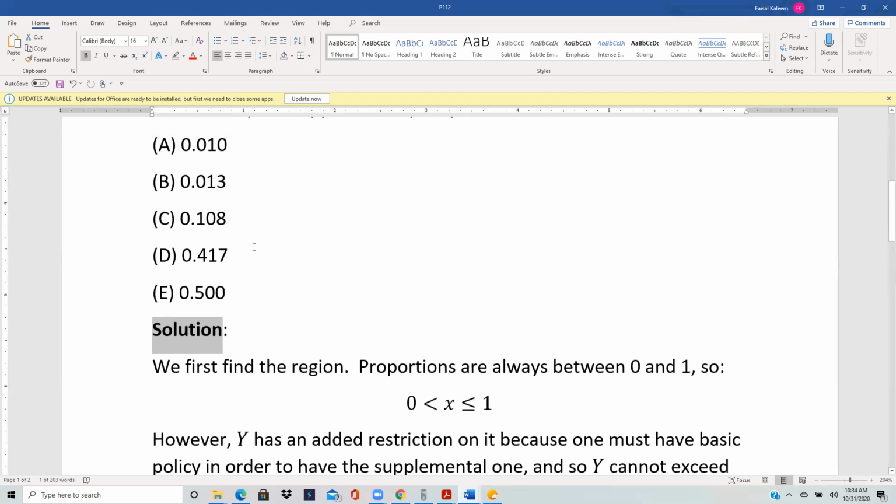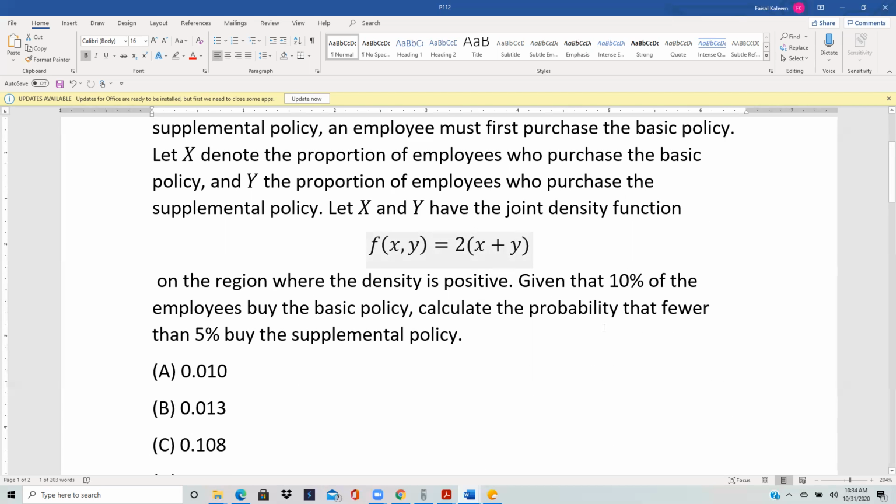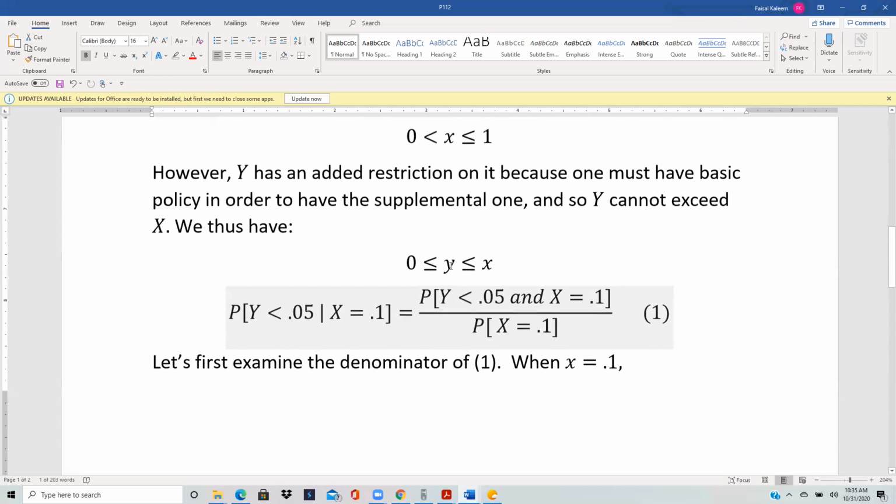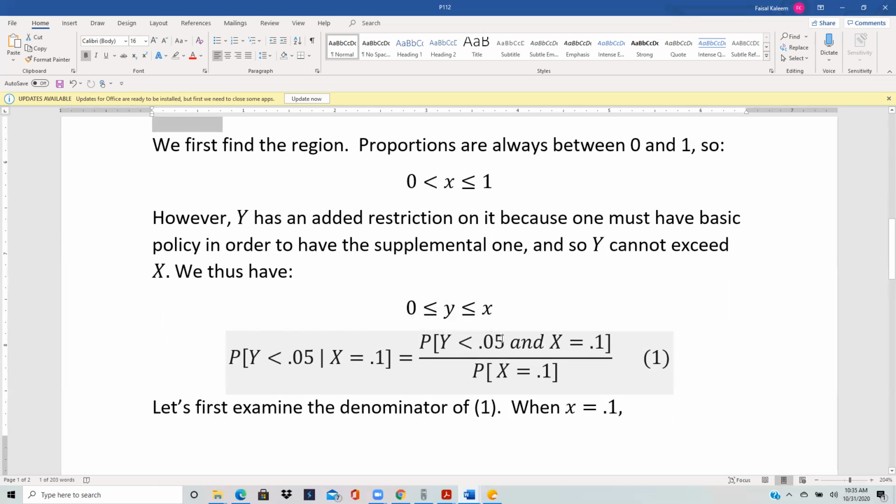So we want the probability that fewer than 5% buy supplemental, which means Y is less than 0.05, given that X is equal to 10%, 10% buy basic. So Y is less than 0.05 given that X is equal to 0.1. And our usual formula: the probability that Y is less than 0.05 and X is equal to 0.1, divided by the probability that X is equal to 0.1.